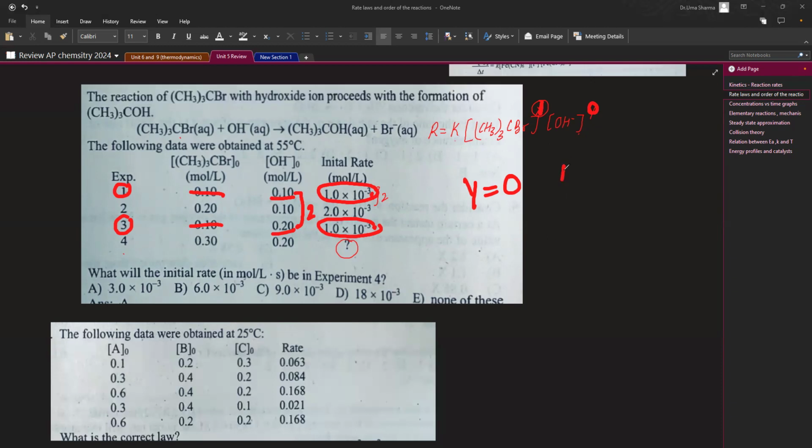So what's the rate law? K times concentration of tertiary butyl bromide raised to power 1, first order kinetics. Yes, Sanjana. Sudeep, you're there?